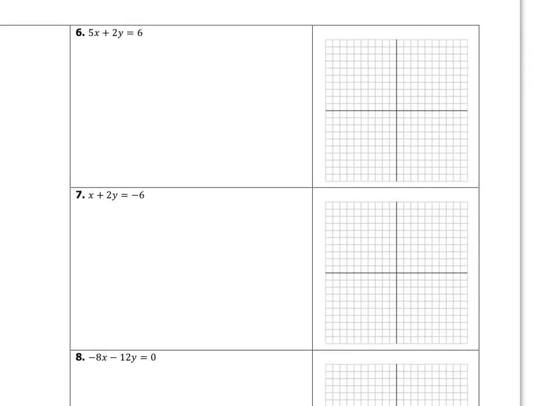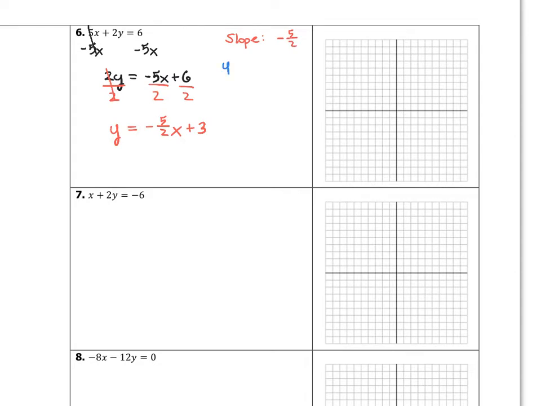Number 6, 5x plus 2y equals 6. We'll subtract 5x from both sides first. That gives us 2y equals negative 5x plus 6. And then divide all of the terms by 2. That gives us y equals negative 5/2 x plus 3. So now I have a slope of negative 5/2 and a y-intercept of (0, 3).